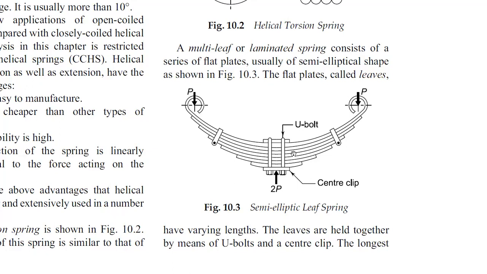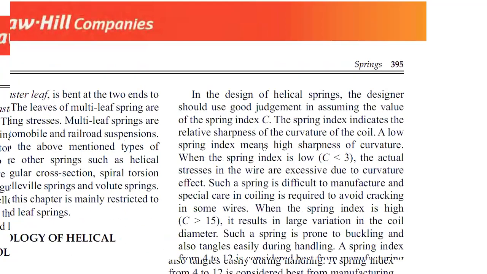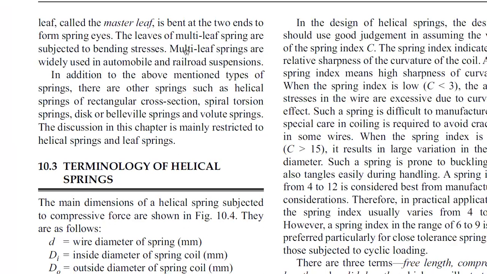All the leaves are held together by means of a U-bolt. You can see this is a U-bolt, which is generally used to assemble all the leaves over here. And the longest leaf is known as the master leaf, which is bent at the two ends to form a spring eye, and the leaves of the leaf spring are subjected to bending stress. Whatever load is acting on the two eyes, the spring is subjected to bending.